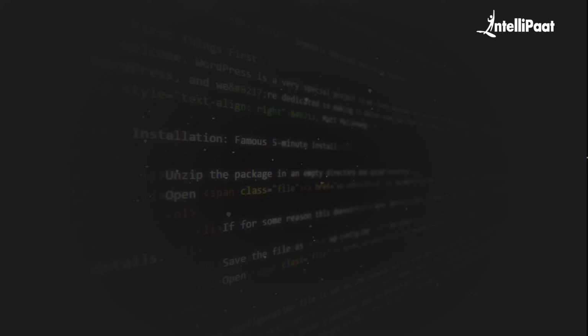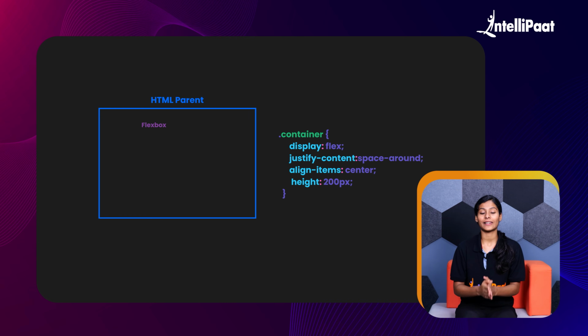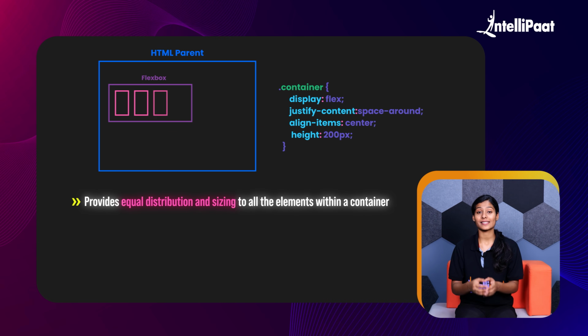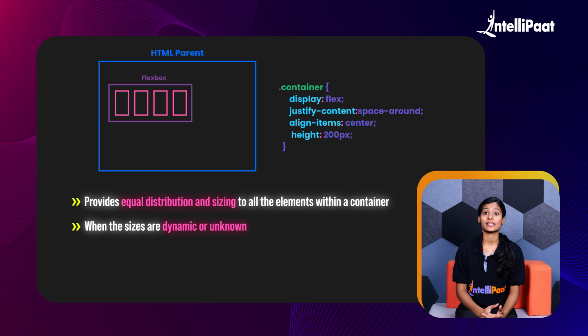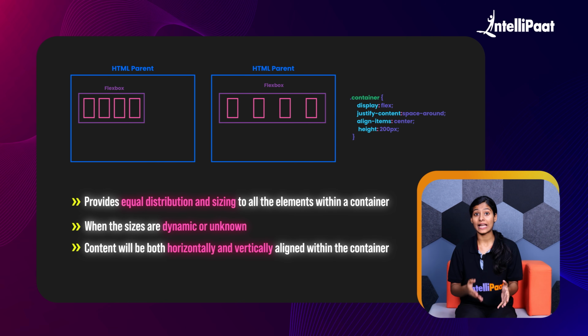Moving on to our next question, explain how Flexbox layout work and why they are useful. Flexbox or flexible box layout is a layout model designed to provide equal distribution and sizing to all the elements within a container, even when the size of the container changes. This becomes especially useful when the sizes are dynamic or unknown, making it a smart choice for a responsive layout. Using Flexbox will result in your content being both horizontally and vertically aligned within the container.